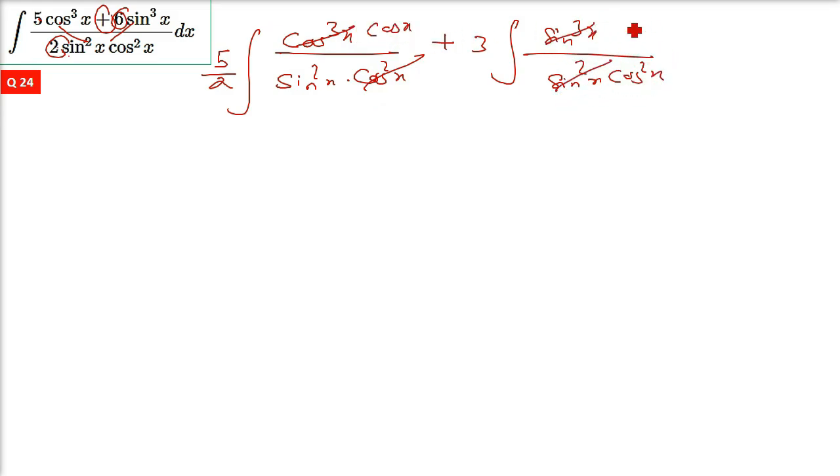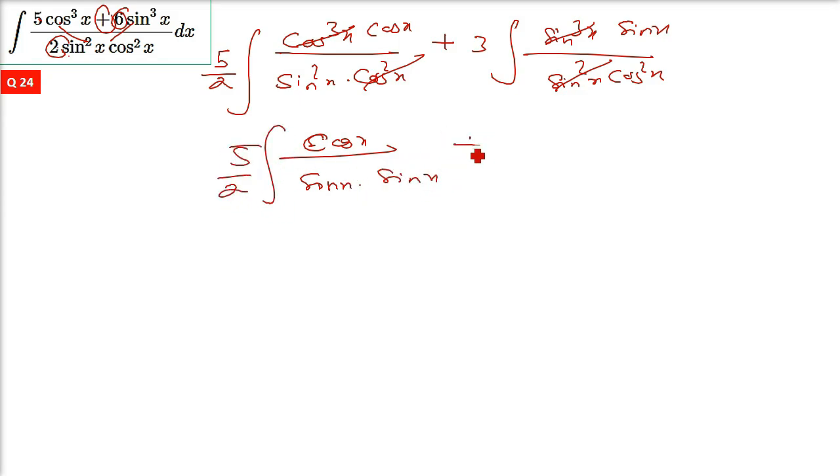If you have understood question 23 properly, you will see that this question is a piece of cake for you, because cos cube x by cos square x is cos x, sin square x can be written as sin x into sin x, the first term. 5 by 2 remains like this, integration sign as it is, dx along, which I am not writing. 3, sin x, in the denominator you have cos square x, you can write it as cos x into cos x. Now you see, these are the standard results which we have followed earlier also.